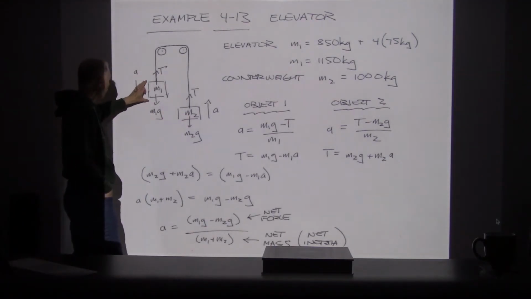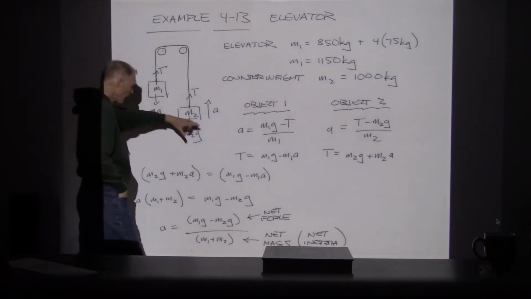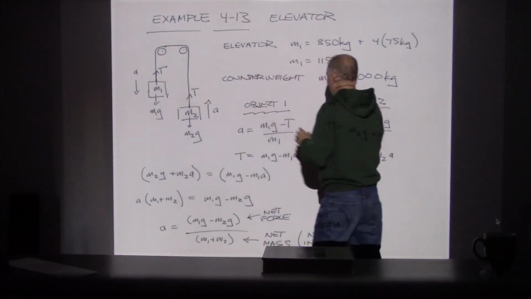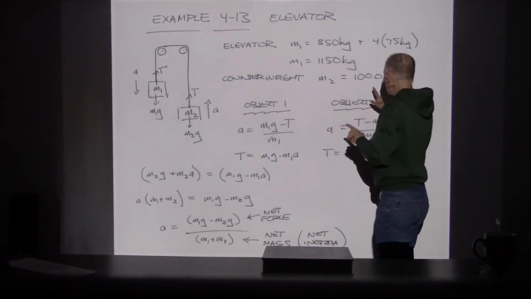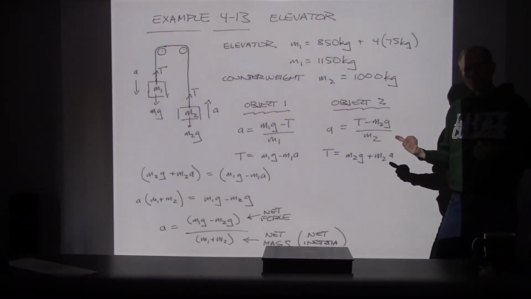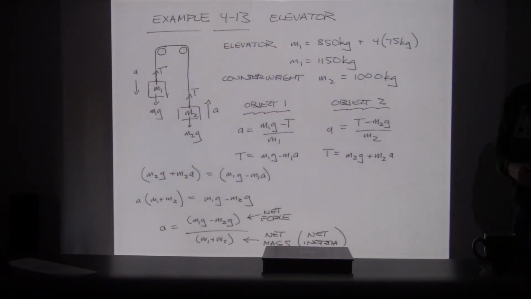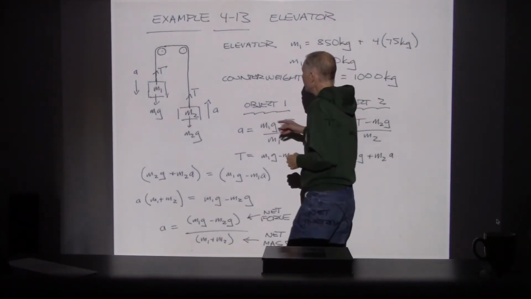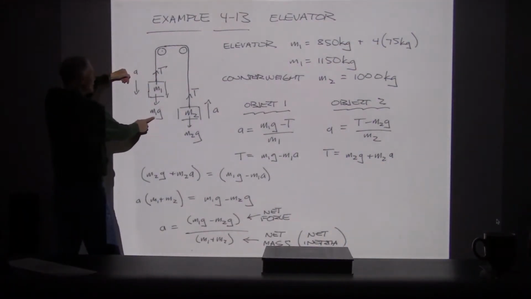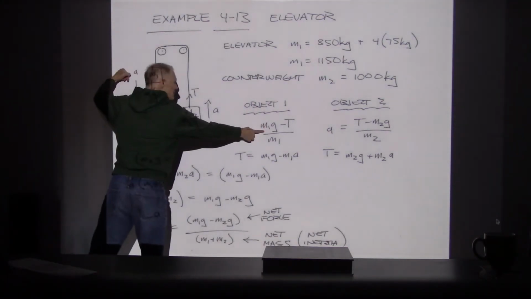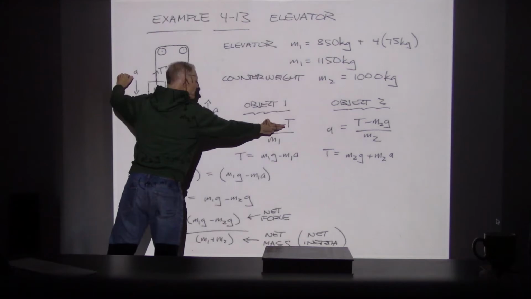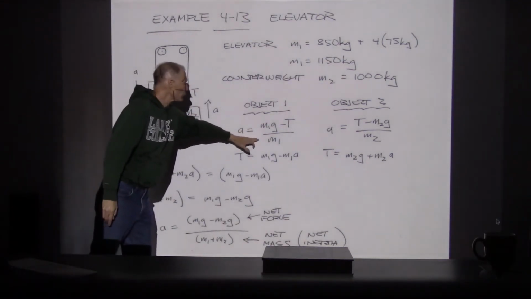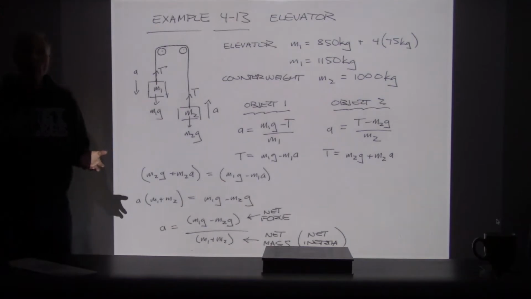Now for object 1, which is the elevator, following the laws of motion, the acceleration equals the net force divided by mass. For object 2, we're doing the same thing. On this problem, we have to pay attention to directions carefully. In this case, m1g is in the direction of the acceleration, so m1g gets the plus sign. Tension is opposite the acceleration, so tension gets the minus sign. And then, of course, we divide through by the inertia of the object.